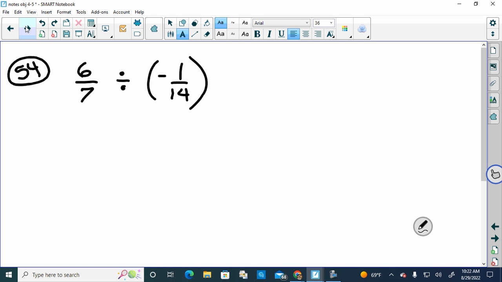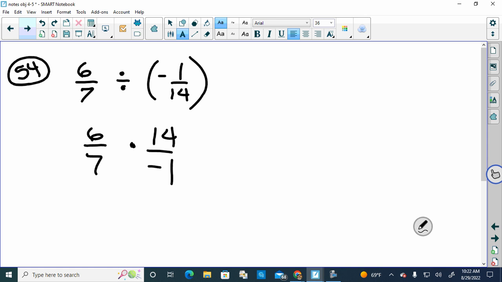Do we need common denominators with this one? No. Multiply and divide, you don't need common denominators. Okay, what? I heard somebody say it. Keep dot flip. Keep dot flip. So we keep the first one. We dot this one, which means multiplication, and now you're doing the reciprocal. Okay, flipping it.